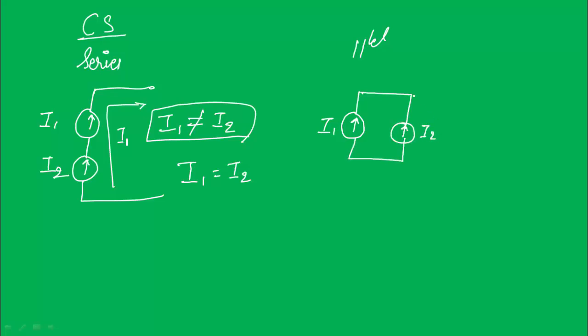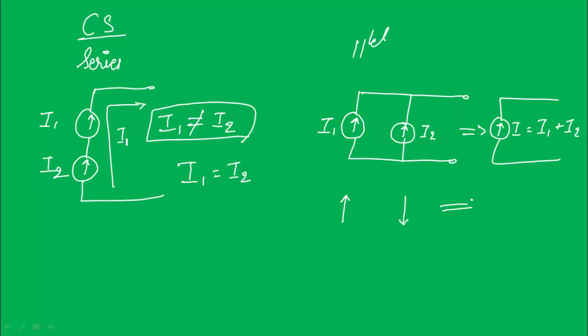So if we connect these two in parallel, the equivalent current source value will be I equals I1 plus I2. Suppose I1 is in the upward direction and I2 is in the lower direction, if I1 is dominating, then net current equals I1 minus I2.